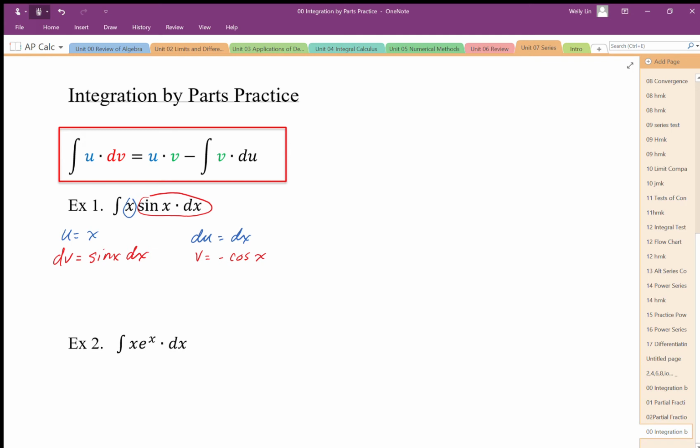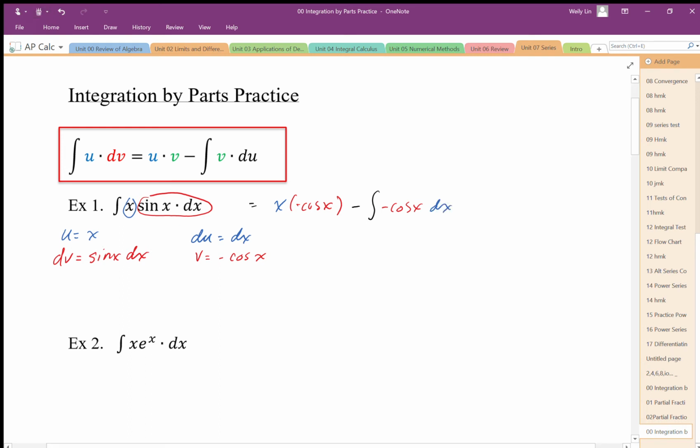So now I'm going to apply the formula. I'm going to see if the new integral is going to be something I can use. So it's going to be u times v. So it's going to be u, which is my x. The v is what I integrated, negative cos x. Minus, and this is the part that is key. We want to generate a new integral here, and hopefully that new integral is one that we're able to do. So this becomes negative cosine x, and then the du is just dx.